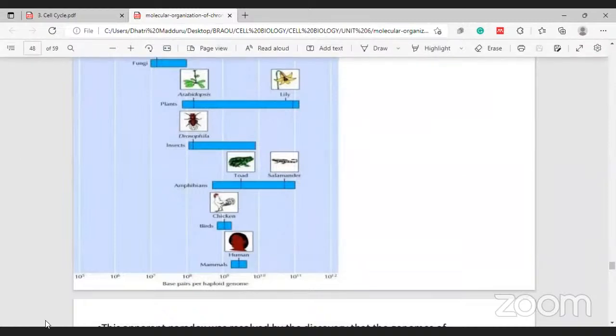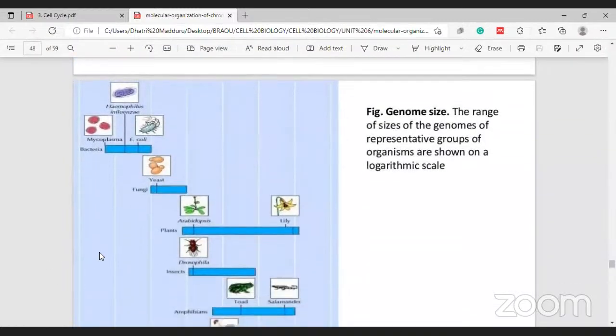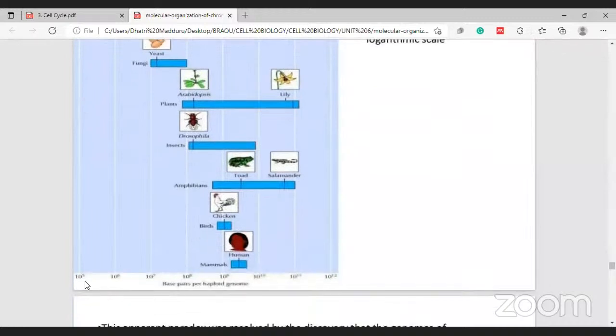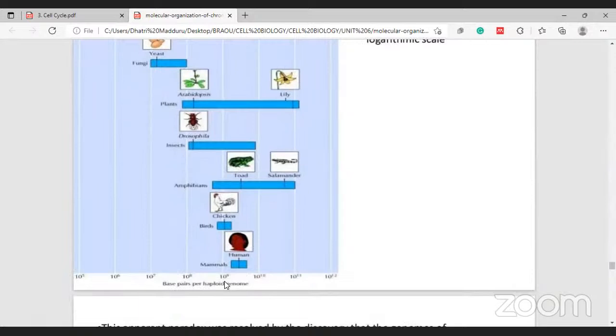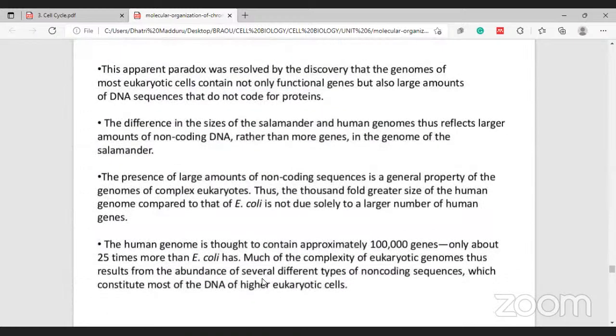So you can see they are represented in logarithmic form. Here you have a log scale. Humans are somewhere between 10 power 9 and 10 power 10. But salamander is around 10 power 11, and even lily. So that means salamander and lily have more DNA when compared to human beings. This apparent paradox is called the C-value paradox.